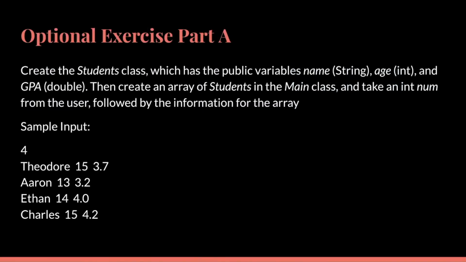The optional exercise for this video has 2 parts. Part A is to create the students class, which has the public variables name, which is a string, age, which is an int, and GPA, which is a double. Then create an array of students in the main class and take an int num from the user, followed by the information for the array. So the input that you're taking is basically the same as the example that I showed earlier for the array list. So if you want to give this a try, then pause the video here and keep watching for the solution.